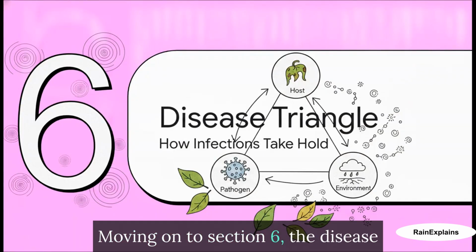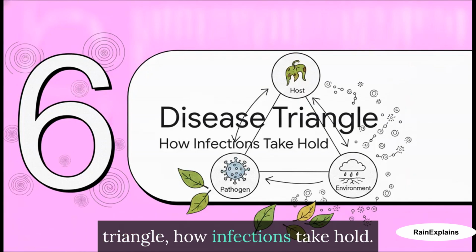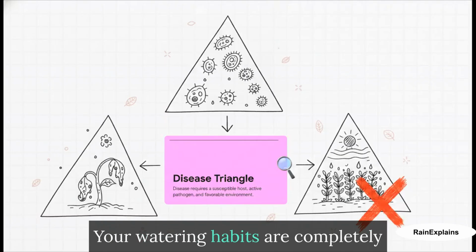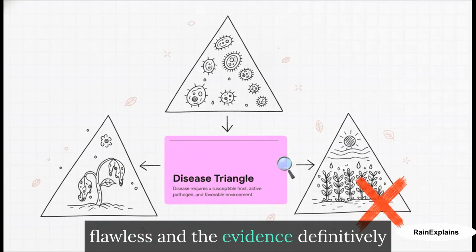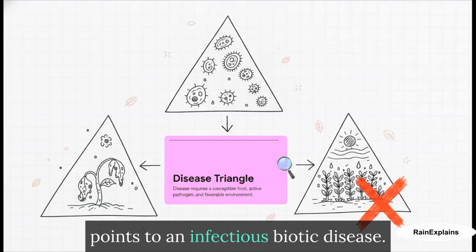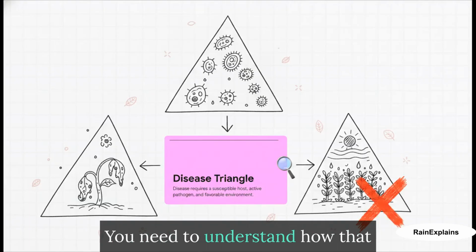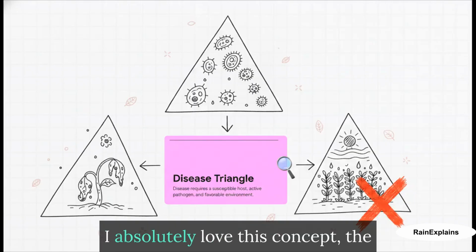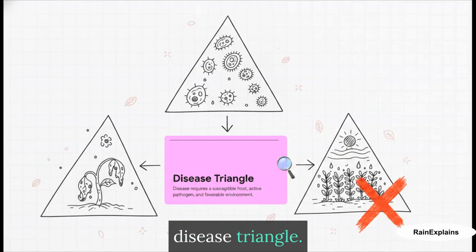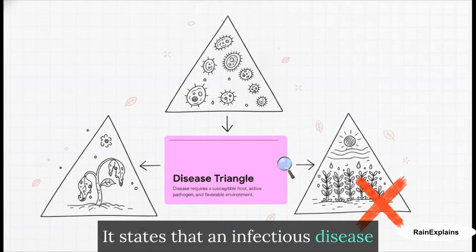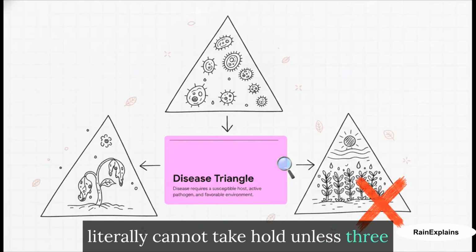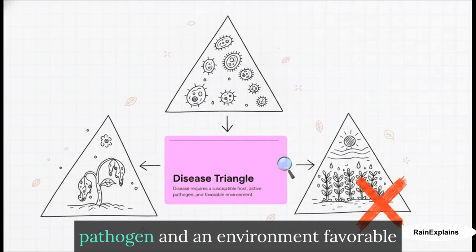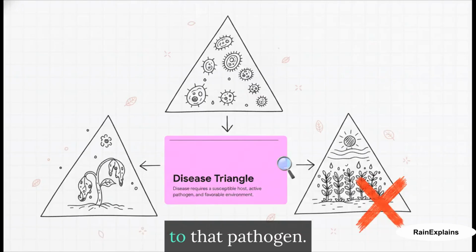Moving on to Section 6, the disease triangle, how infections take hold. Now, let's say you've checked your soil, your watering habits are completely flawless, and the evidence definitively points to an infectious biotic disease. You need to understand how that disease actually functions in the real world. I absolutely love this concept, the disease triangle. It states that an infectious disease literally cannot take hold unless 3 things are present at the exact same time: a susceptible host plant, an active pathogen, and an environment favorable to that pathogen.